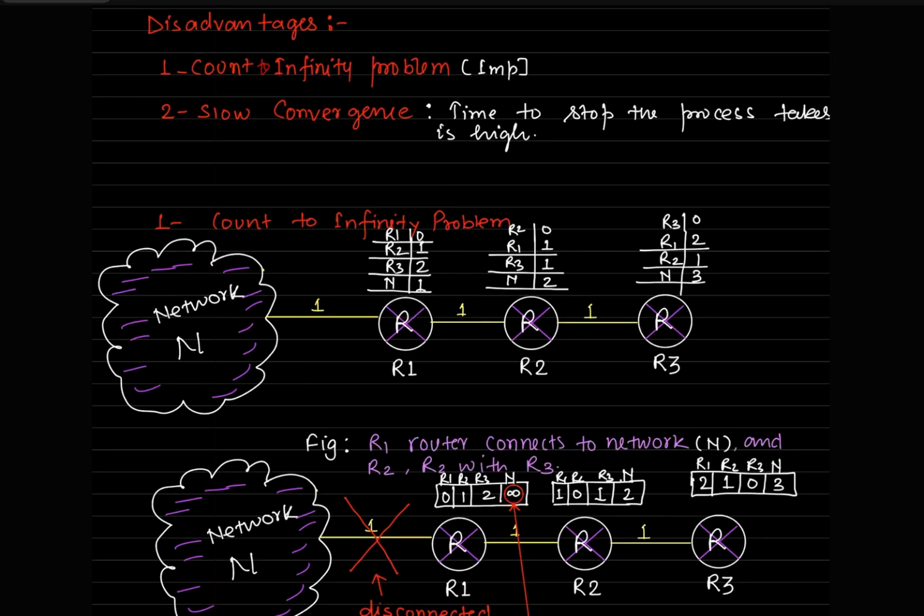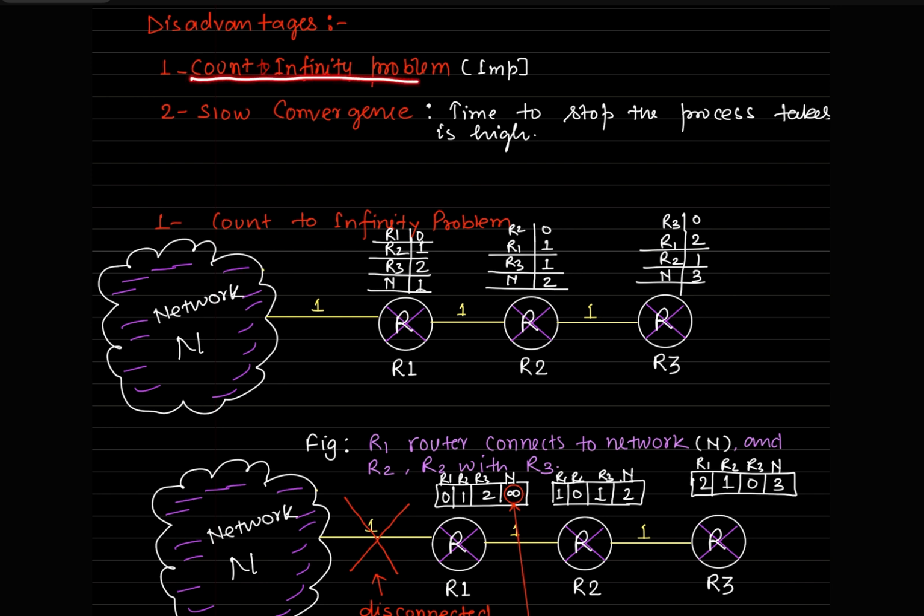Hello, this is Rahul. In this lecture, we are going to learn the disadvantages of distance vector algorithms, which is RIP protocols. In distance vector algorithms, there is a big problem with the count to infinity problem. This is very important. Most of the time when the algorithm is asked in exams, they generally ask questions related to the count to infinity problem.